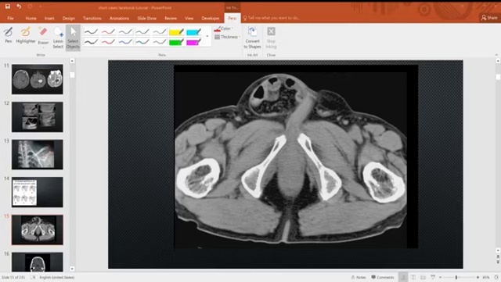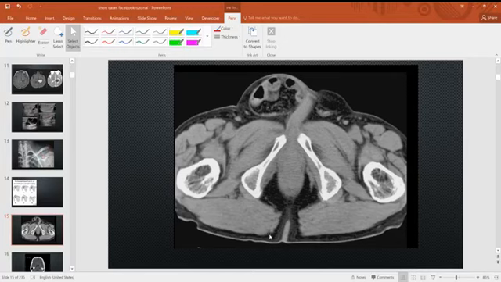Someone said it is inguinal hernia, right? Inguinal hernia. Someone said indirect right inguinal hernia with bowel and omentum. This is the correct answer. Is there any hernia on the left side?